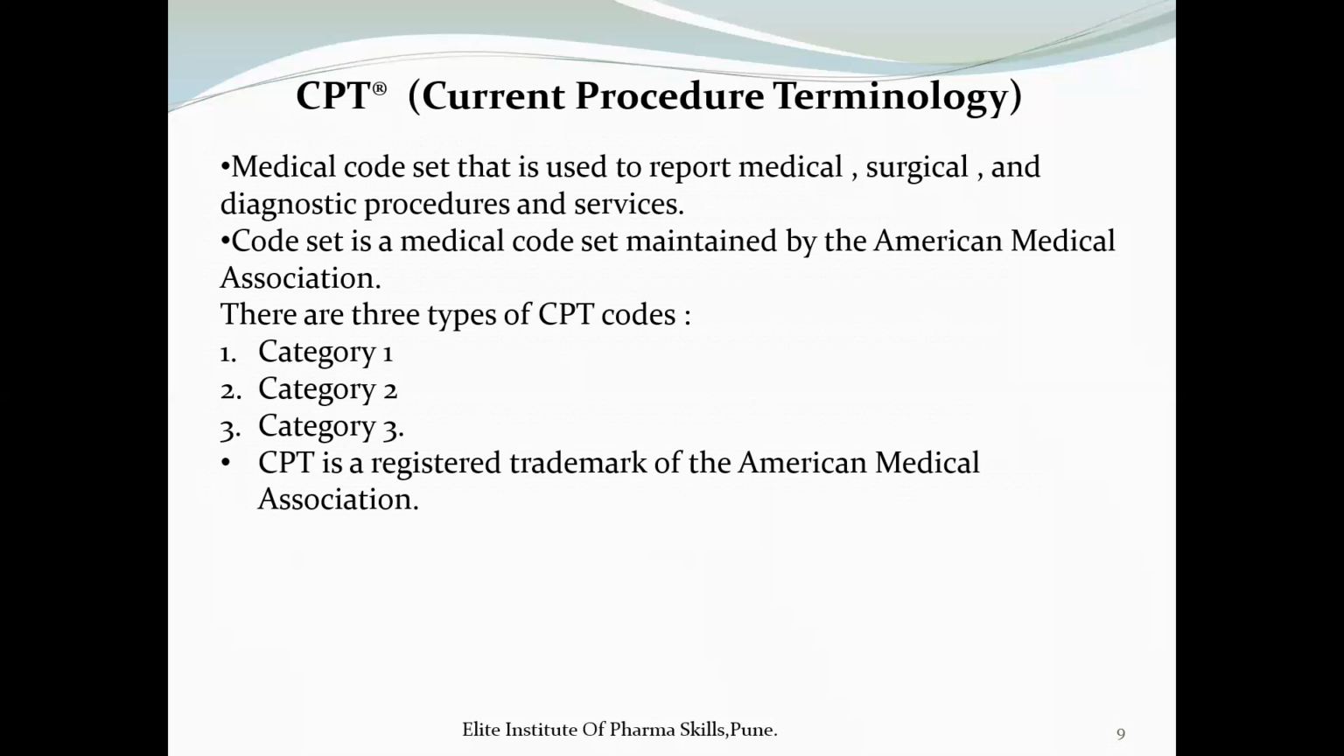There are three types of CPT codes. First is the category 1, second category 2, and third category 3. CPT is a registered trademark of American Medical Association. Now we'll see one by one the categories of CPT.